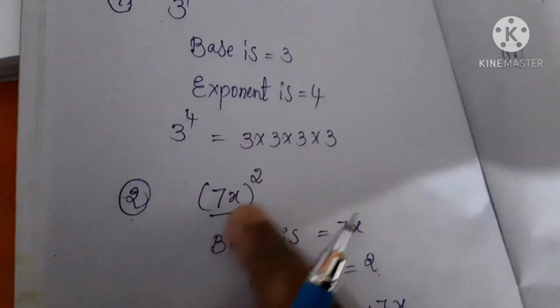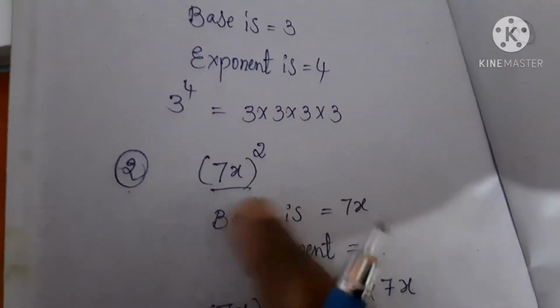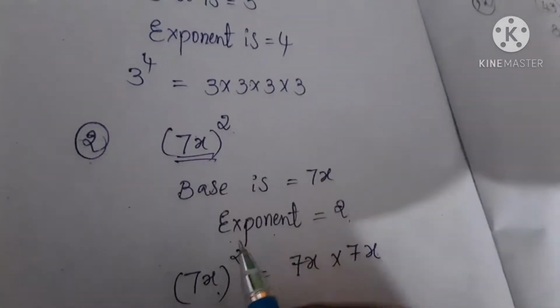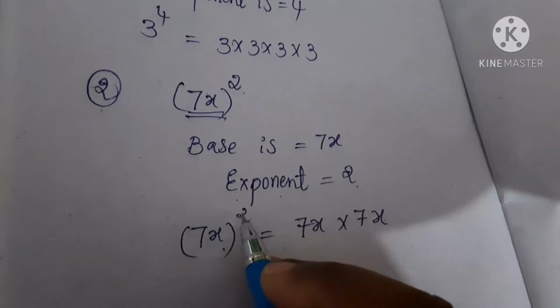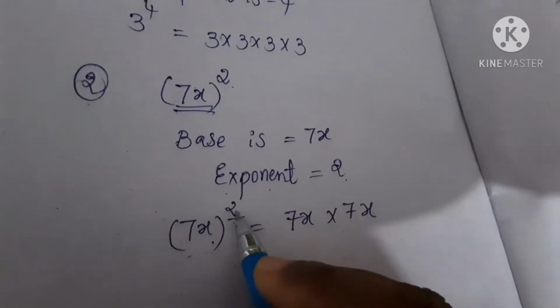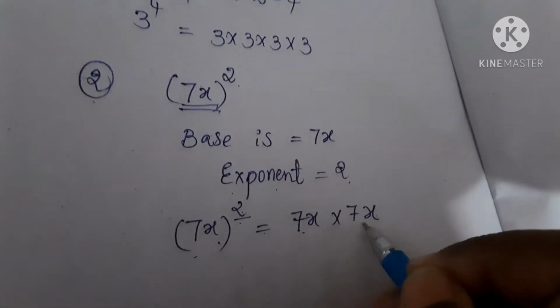Now the second one, (7x) whole square. Here the base is 7x and the exponent is 2. Expanded form: how many times does it repeat? 2 times. So (7x) whole square equals 7x into 7x.